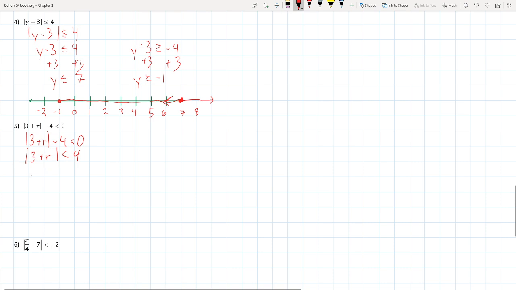Now we can start evaluating this. So this is the same as 3 plus r is less than 4, and 3 plus r is greater than -4. Going to subtract 3 from all parts. I get r is less than 1. And I get r is greater than -7.